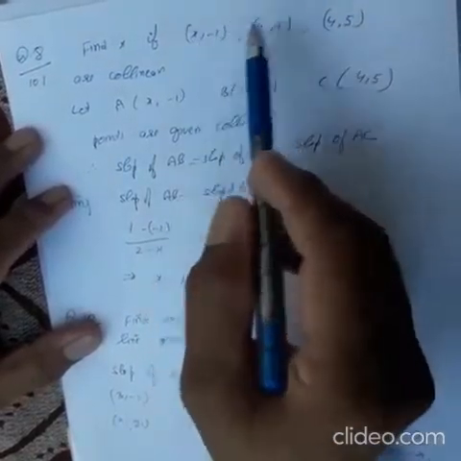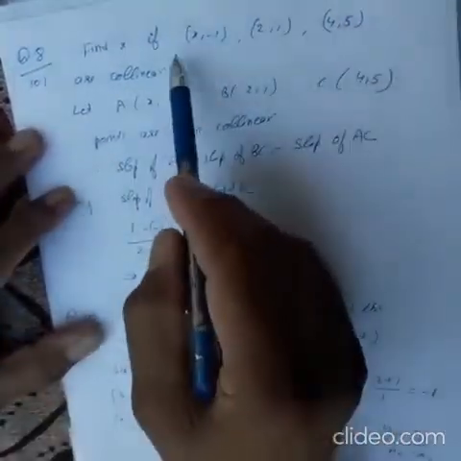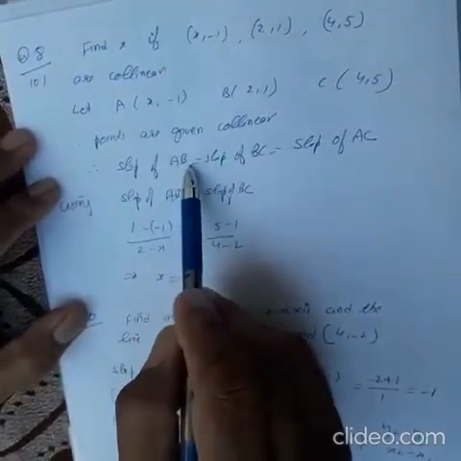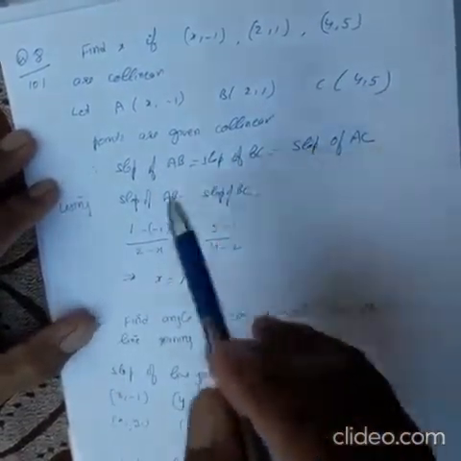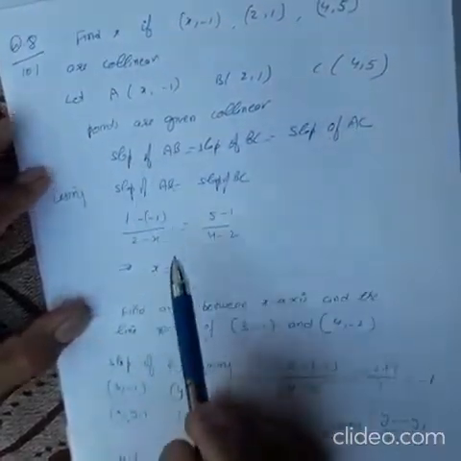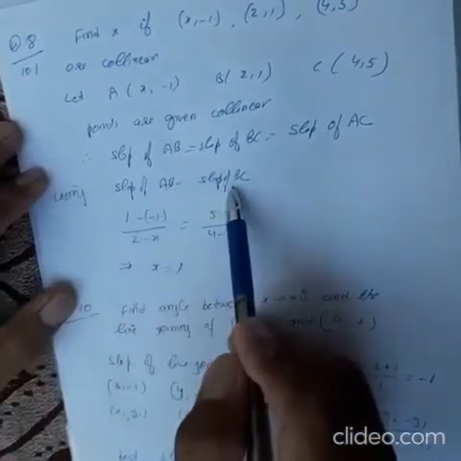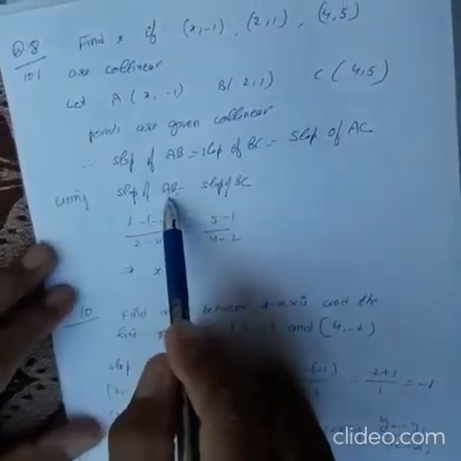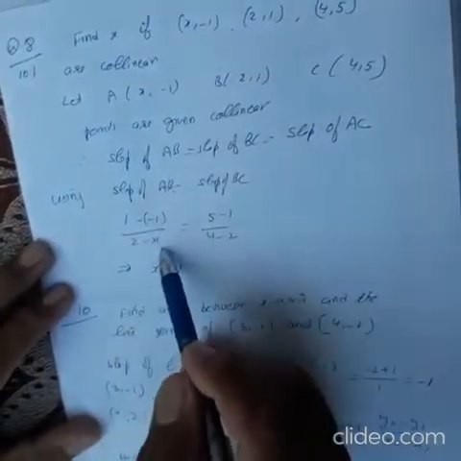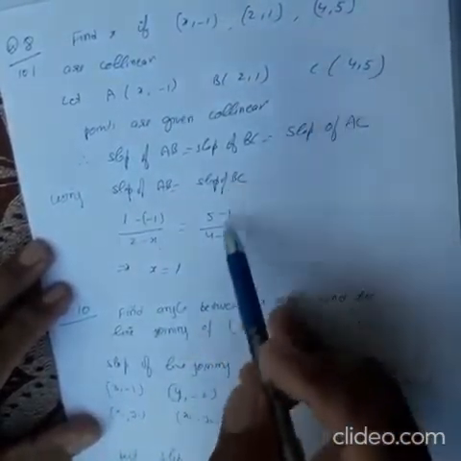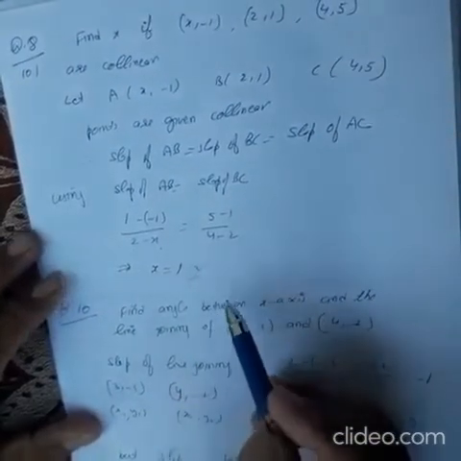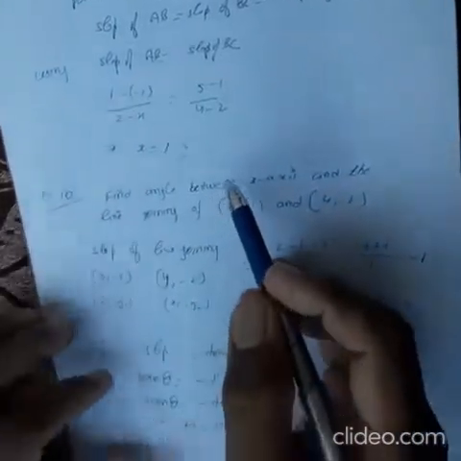So let these points be ABC. If these points ABC are collinear, it means the slope of AB should be equal to the slope of BC, which should be equal to the slope of AC. We have to take any 2. So I am taking the slope of AB equal to the slope of BC, and finding the slope using the 2-point form: y2 minus y1 upon x2 minus x1. Similarly, the slope of BC, and the calculated value of x will be 1. I hope it is clear to you.